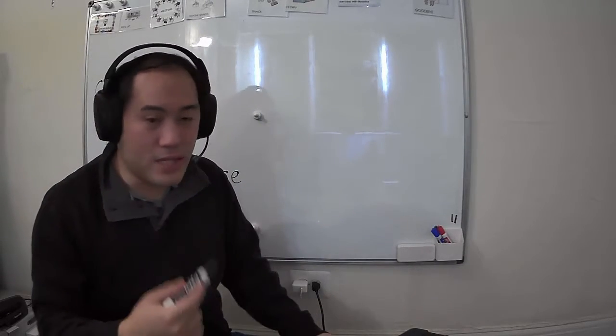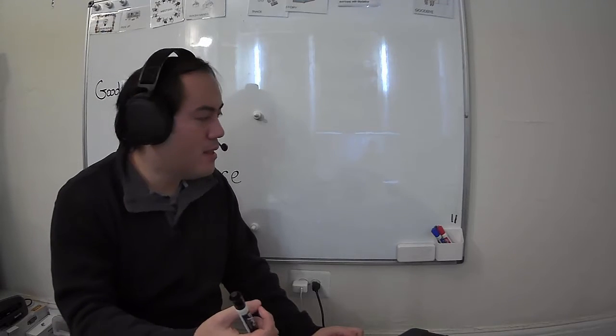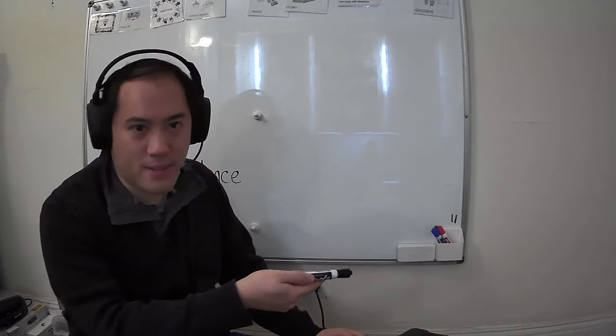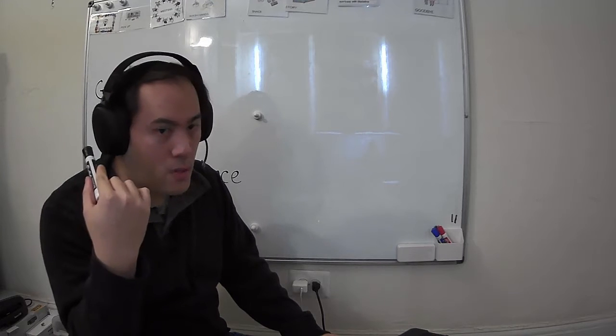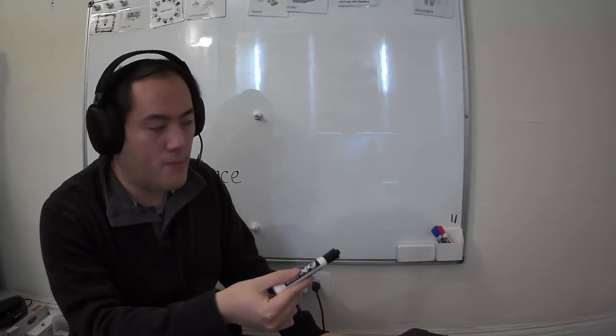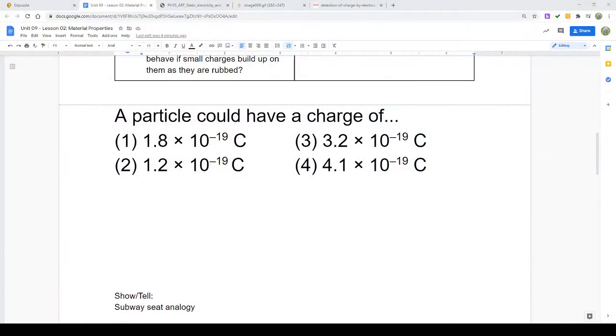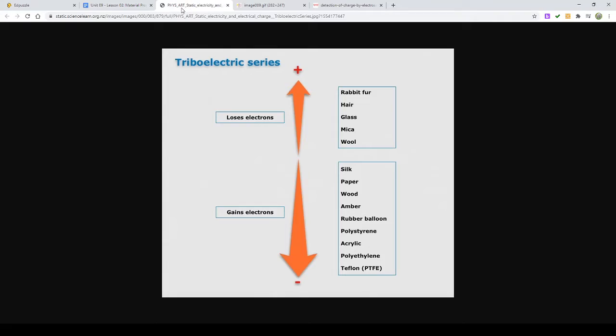Obviously, for this charge by rubbing, also known as triboelectricity, electrons transfer from one to the other. In the example we just did, electrons went from my hair to the balloon. And the reason why is because I looked it up in the table, in the triboelectric series.